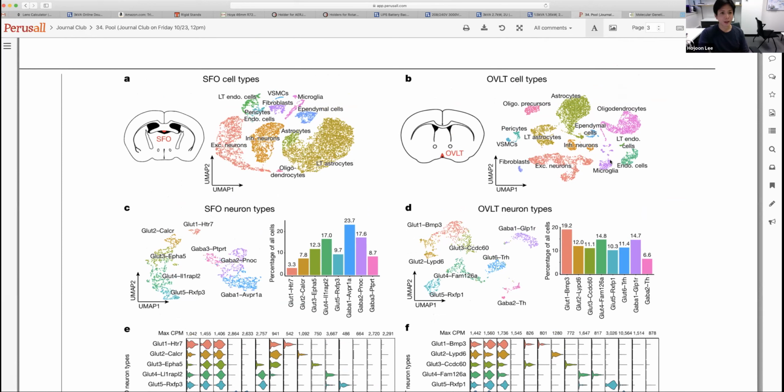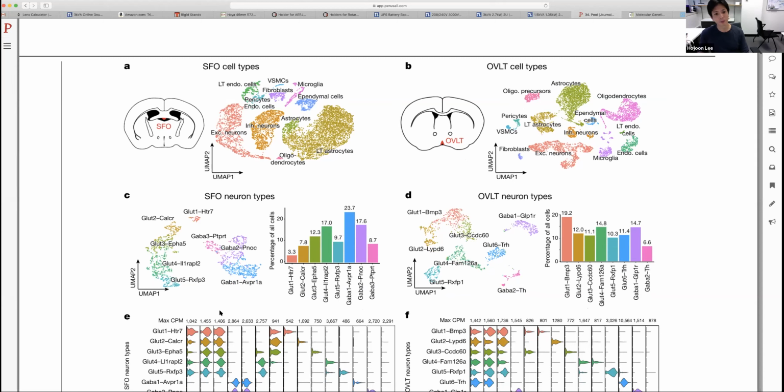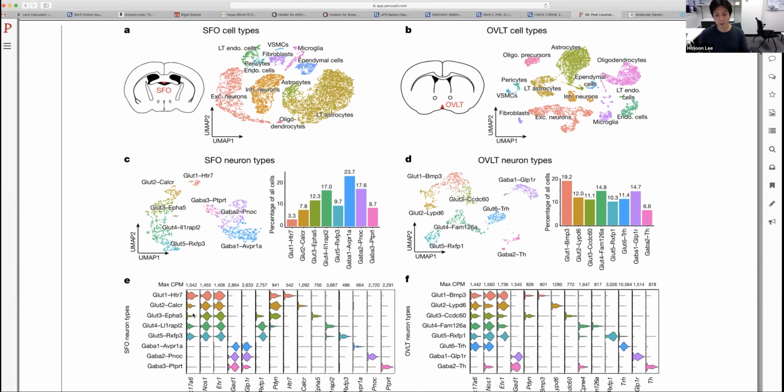And then I guess based on that information, they take this cluster, for example, the SFO neurons, and subdivide that. They take clusters within this cluster, and then clusters within the inhibitory neurons, and the same with the OVLT case, trying to come up with subpopulations. Right?